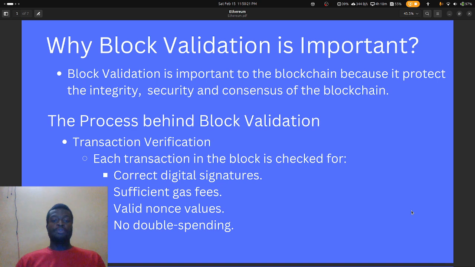So now we're going to look at the process behind block validation. First of all, we'll talk about transaction verification. What is transaction verification? Transaction verification is actually the process of checking each transaction in the current block that we are trying to validate. When verifying a transaction, we are basically checking for correct digital signatures, checking for sufficient gas fees, and checking for valid nonce values and all of that. So that is how a transaction is being verified.